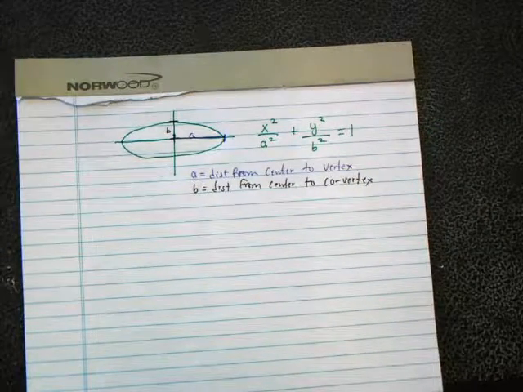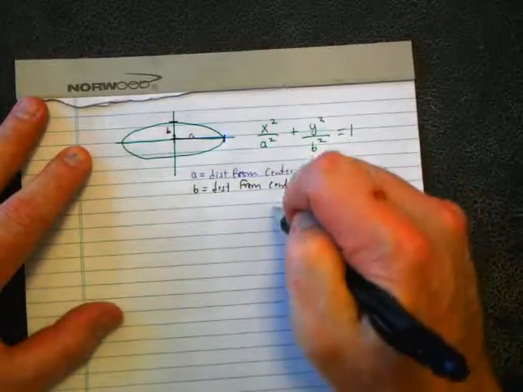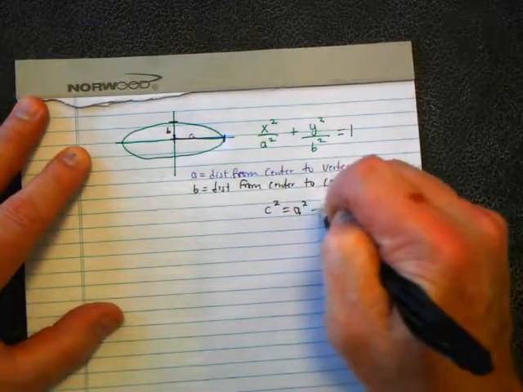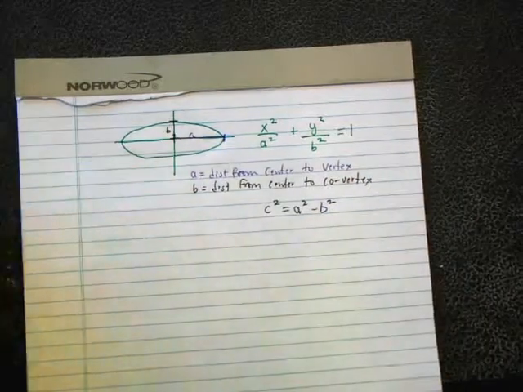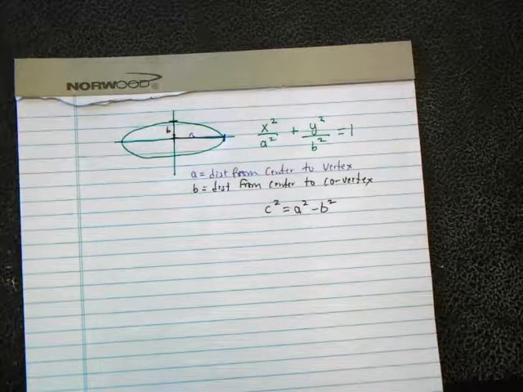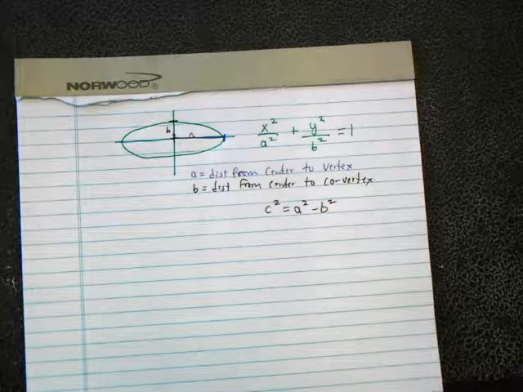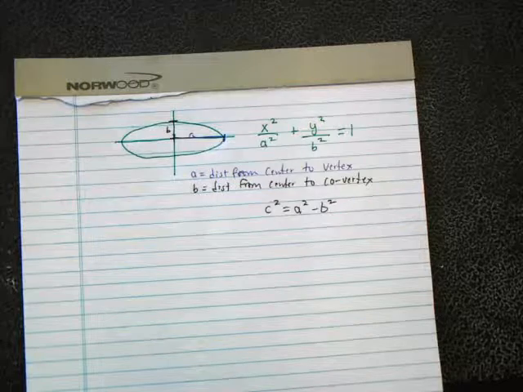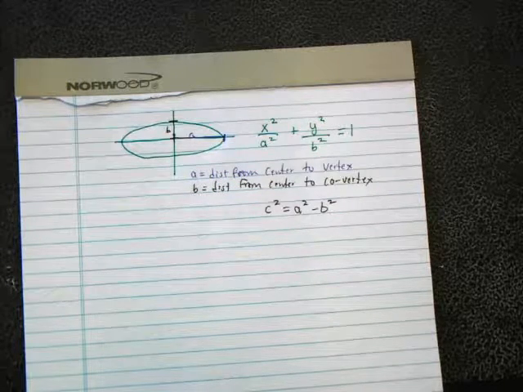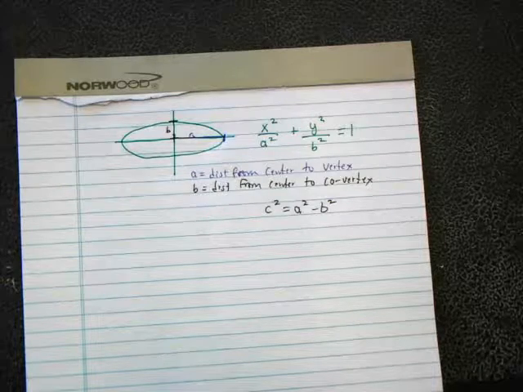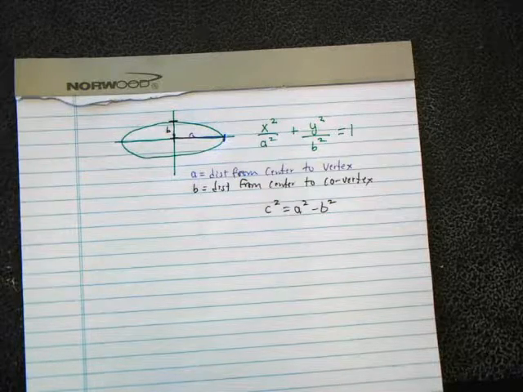And then there's a little formula that we use. C squared equals A squared minus B squared. So it's almost that old familiar Pythagorean theorem that we're used to, except it's got a minus in the middle. Normally you would use that equation to find the missing side in a triangle. That's correct. What we're going to use it for here is to find the missing distance.